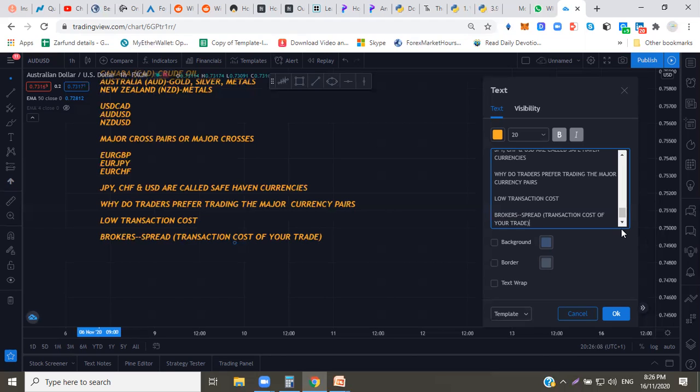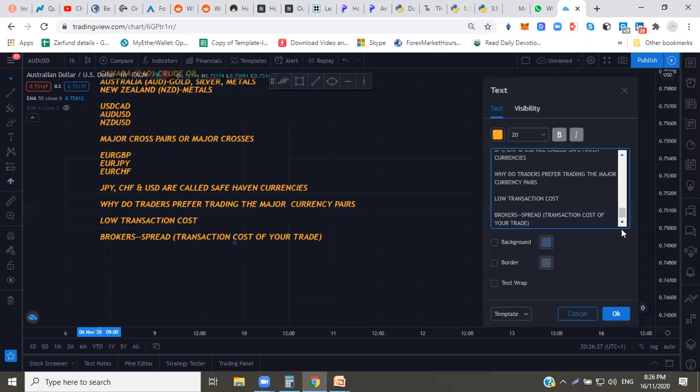So in that case, what sense does it even make for you to be doing a monetary transaction when you are going to be charged more money than you make? Does it make sense? No. So that's the reason why it's better to trade in major pairs.